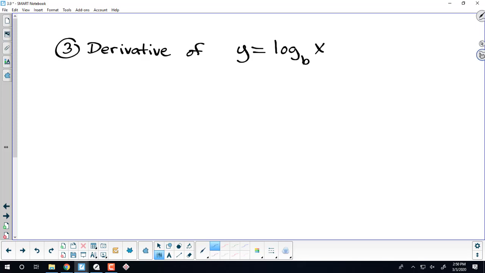In order to rewrite this as something we already know how to take the derivative of, we're going to say that y is the log base b of x if and only if b to the y equals x. So this equation is equivalent to this equation, just like how we handled the logarithm before. And then we're going to take the derivative of b to the y equals x implicitly.